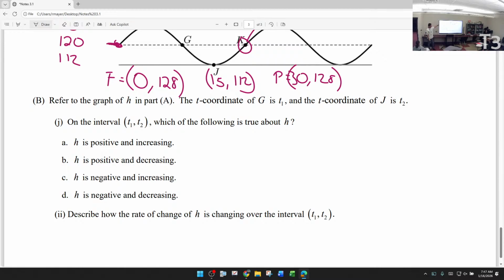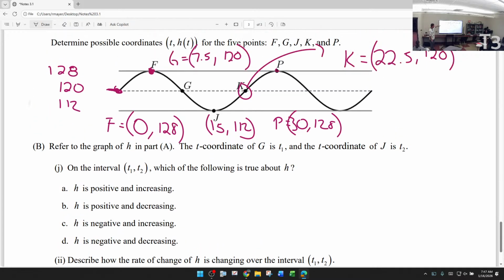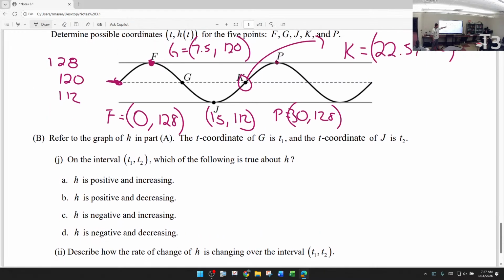Refer to the graph of h in part A. The t coordinate of G is t sub 1. They're packing in a whole lot of mathematical language right here that starts to make it confusing, but you guys are too smart for this. And the t coordinate of J is t sub 2. So G is t sub 1 and J is t sub 2.